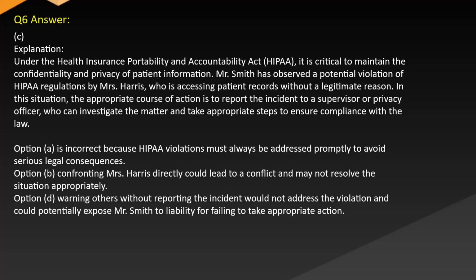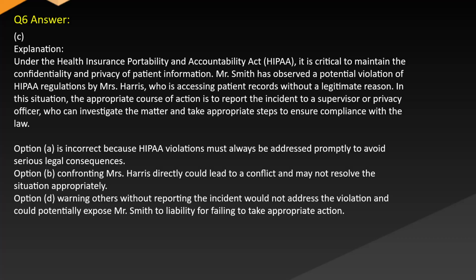Answer C. Explanation. Under the Health Insurance Portability and Accountability Act, HIPAA, it is critical to maintain the confidentiality and privacy of patient information. Mr. Smith has observed a potential violation of HIPAA regulations by Mrs. Harris, who is accessing patient records without a legitimate reason. In this situation, the appropriate course of action is to report the incident to a supervisor or privacy officer who can investigate the matter and take appropriate steps to ensure compliance with the law.